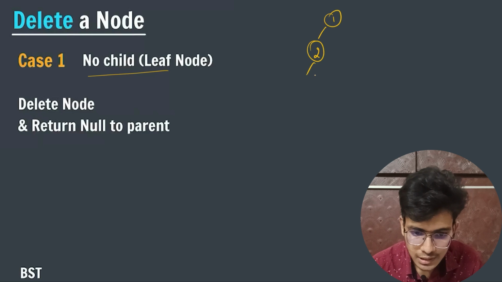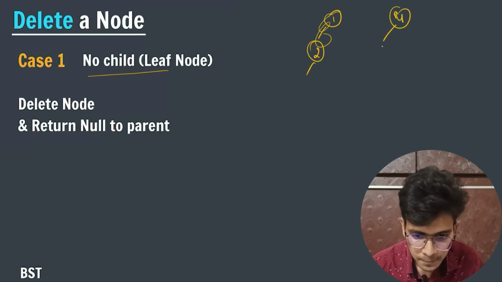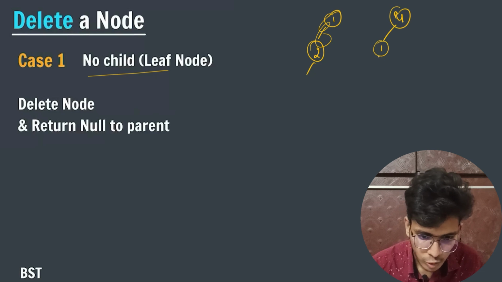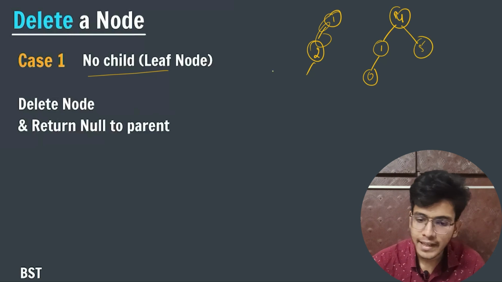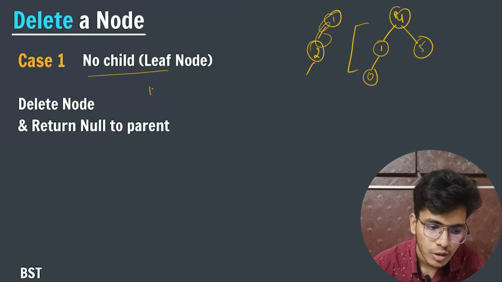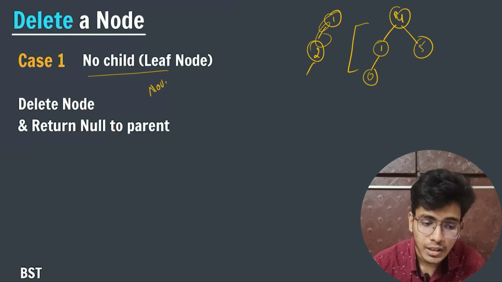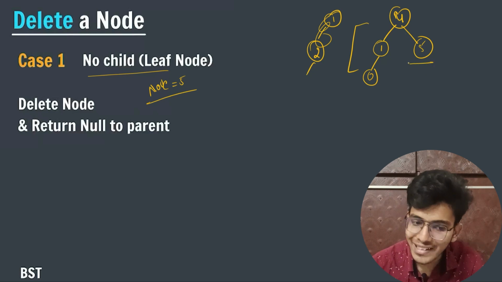I'm considering here I need to create a BST. So 4, 1, 0 and 5. Now I'm taking this as an example. So I want to create the element node. I want to delete an element which is having 5. Now you can see that the 5th node is not having any values.